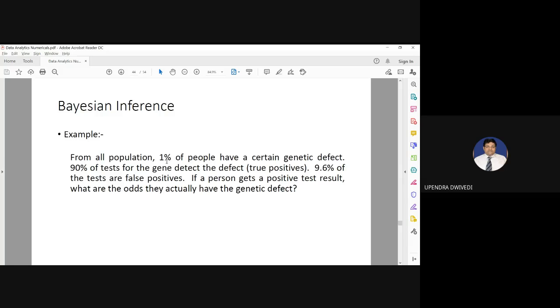In the last statement, it asks: if a person gets a positive test result, what are the odds they actually have the genetic defect? It is asking for the probability of having a genetic defect given that the person's test is positive. It can be a true positive or a false positive, but it is talking about the whole positive group. Now we'll go one by one.